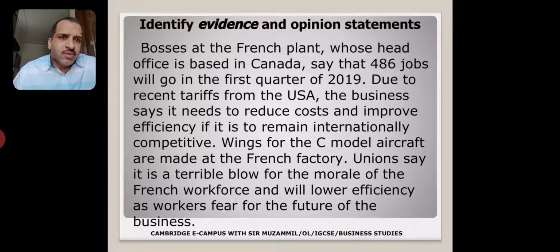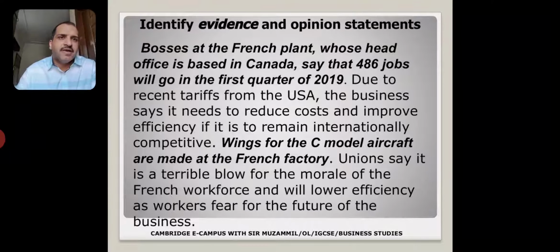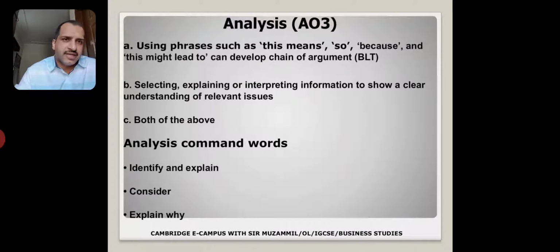Wings for the C model aircraft are made at the French factory. This is again an evidence statement. Unions say it is a terrible blow for the morale of the French workers and will lower efficiency as workers fear for the future. This is again an opinion statement. So I have highlighted evidence statements in highlighted form and the other unhighlighted form is opinion statements. Whenever you are dealing with the case study, there would be two types of statements and you will analyze as per reading these statements. So let's start analysis.